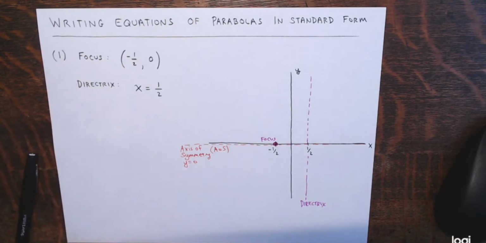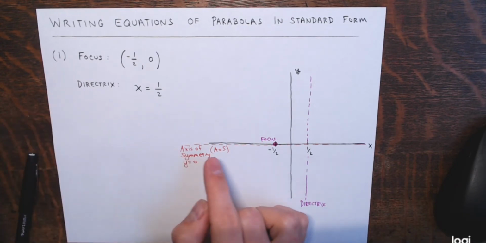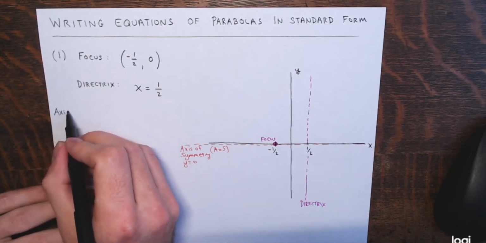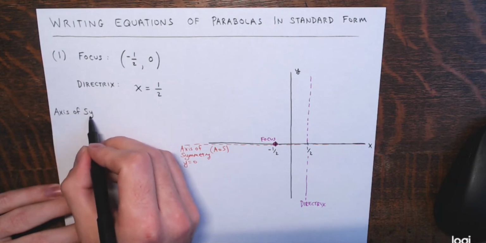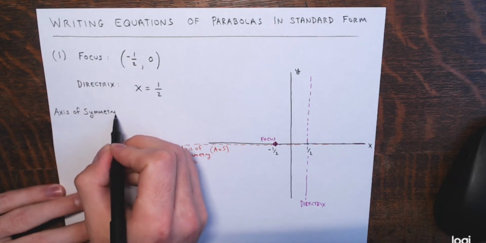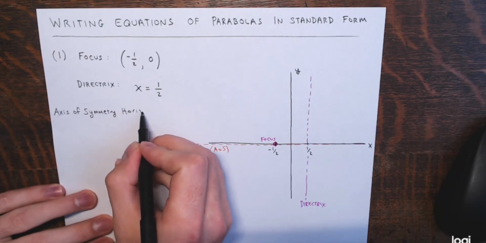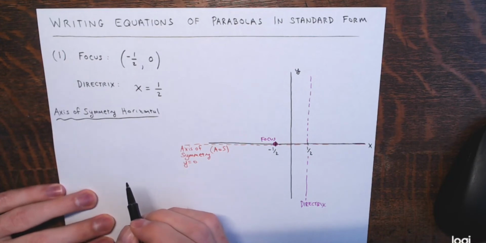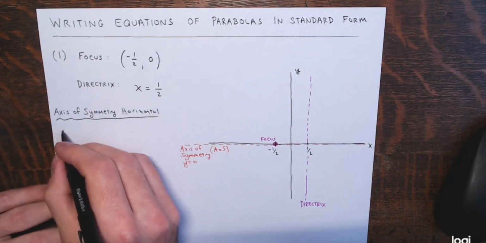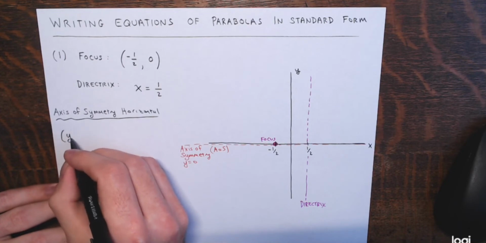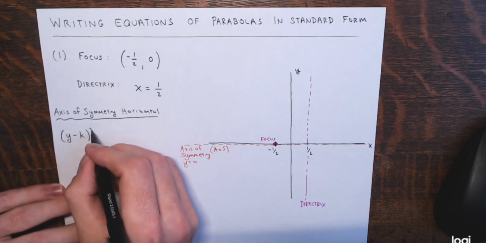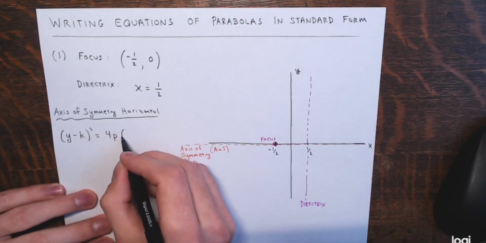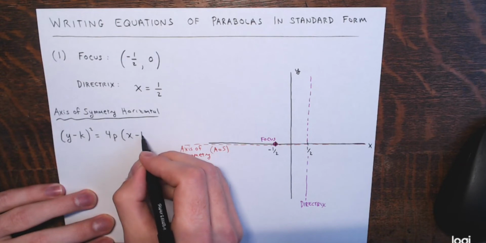And because the axis of symmetry is horizontal, the equation we're going to need to write is this. You're going to have y squared and not x. Some quantity with (y minus k) squared equals 4 times p times the quantity (x minus h).